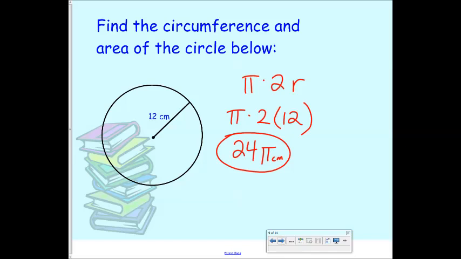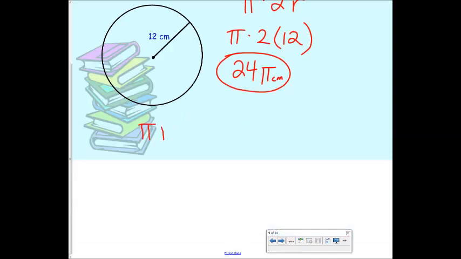Okay, what would be the area of this circle? So let's go back. What's our formula for area? Pi times radius squared. So I'm going to do pi times r squared. What's r? So pi times 12 squared. What's 12 squared? So my answer is 144 pi centimeters squared. You do not square pi, though, just the radius.